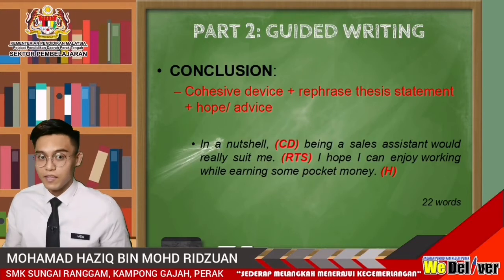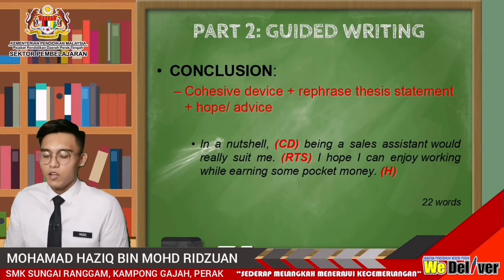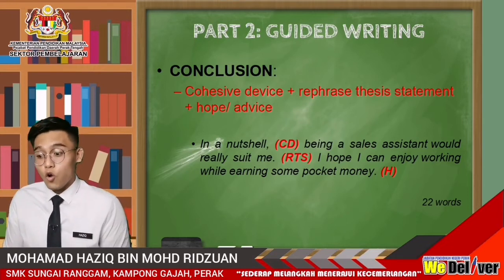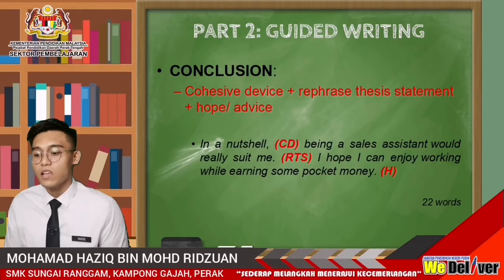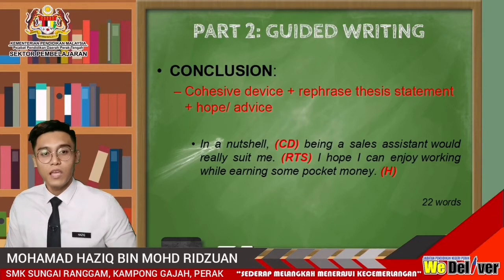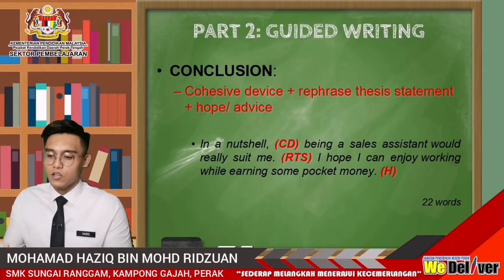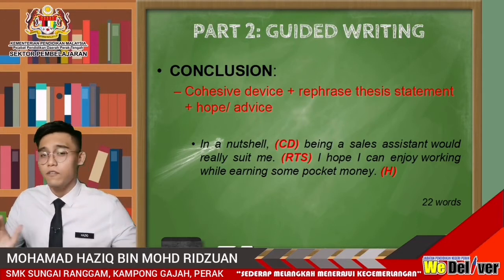That is how I rephrase my thesis statement. Before this, I just stated I want to be a sales assistant. But now I said that it really suits me, okay? Because of the elaboration given in the previous paragraph, okay? I hope I can enjoy working while earning some pocket money. That is the hope, okay? My hope, right? So I got 22 words for the concluding paragraph. So altogether, maybe I will get around 150 or 152 words.